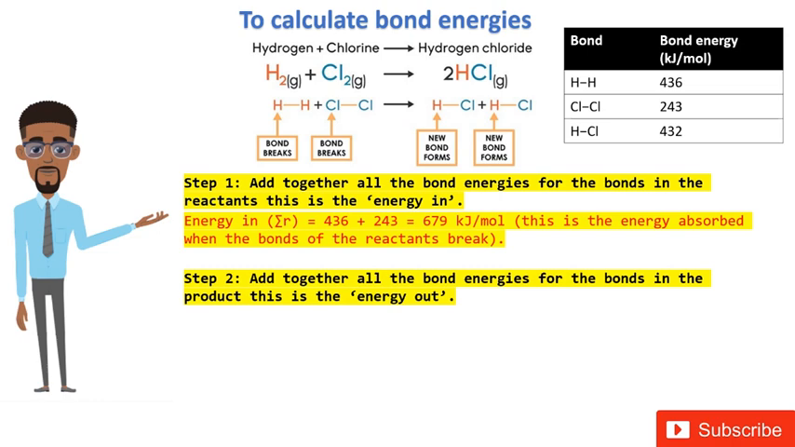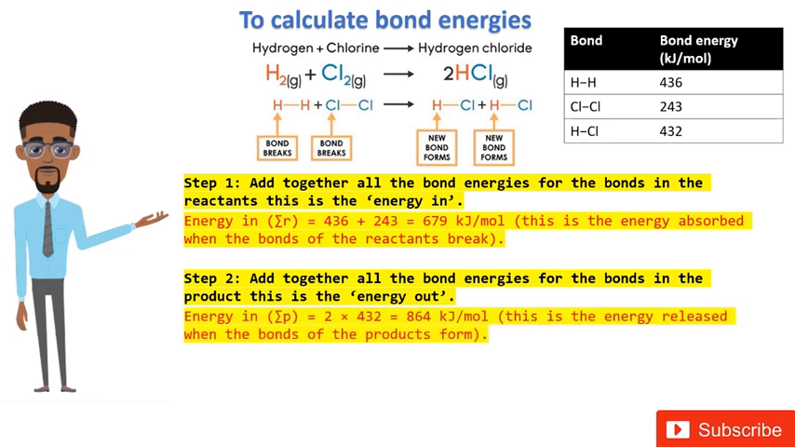This is known as the energy out. There are 2 moles of hydrogen chloride bonds. Therefore, you multiply the bond energy by 2. That is 2 times 432.